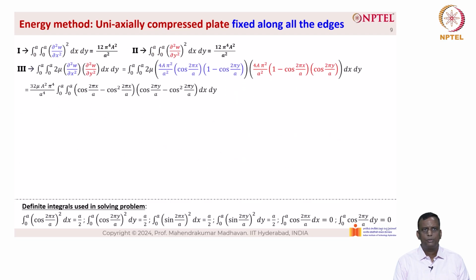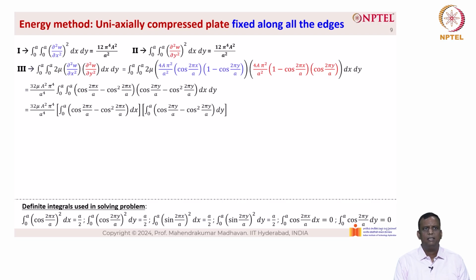Again, we are using algebra here. When we do so, we get this one multiplied. So, 4a into 4a becomes 16a square into pi power 4 divided by small a power 4, and we have 2 here already in front of this equation. So, when we do so, we get 32 mu into a square pi power 4 by small a the whole power 4, 0 to a integral into cos 2 pi x by a minus cos square 2 pi x by a into cos 2 pi y by a minus cos square 2 pi y by a into dx into dy.